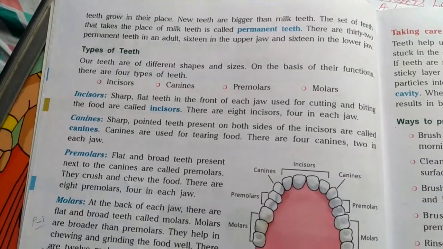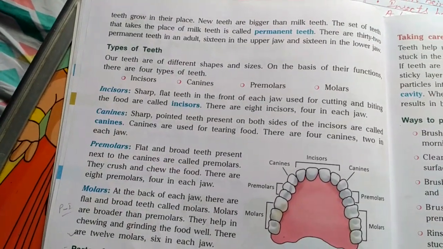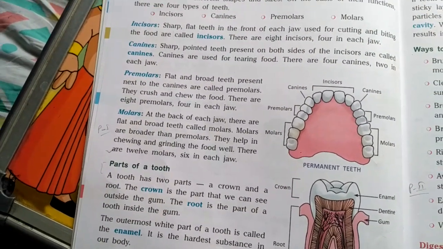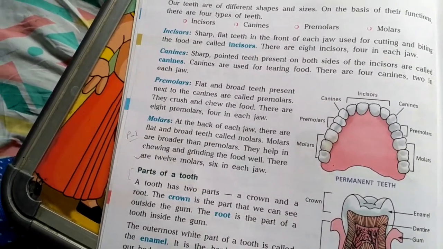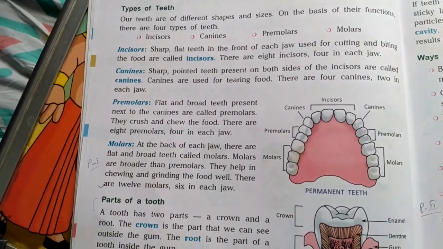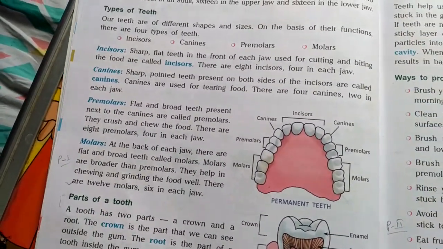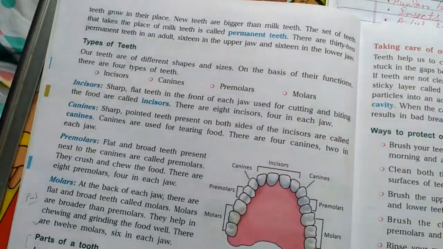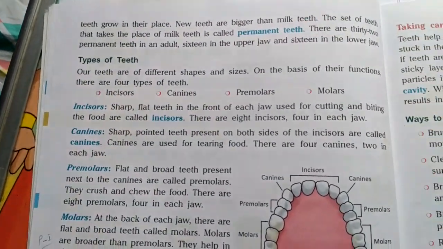So this was all about the teeth. How many sets of teeth do we have, and what are their names and what are their special or peculiar features. Now moving on to the second portion of this topic only, about the teeth only, that is types of teeth.